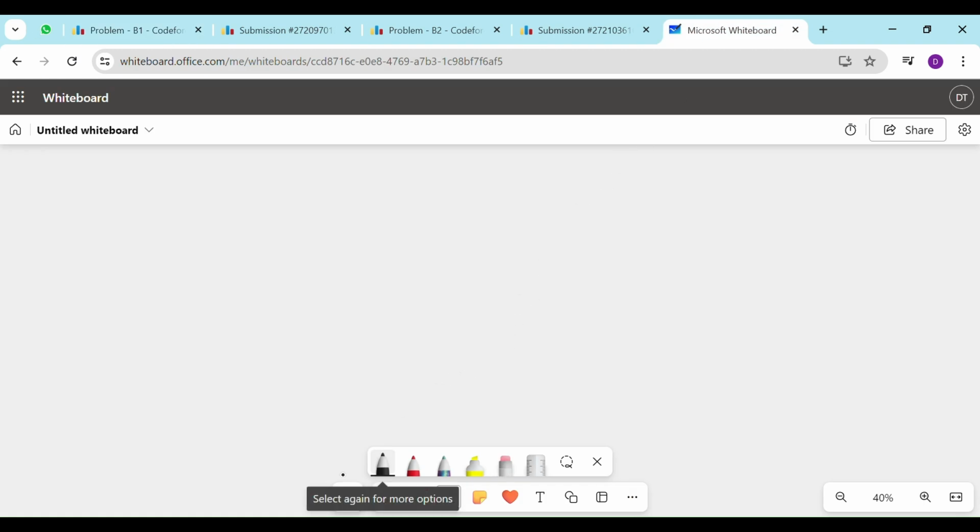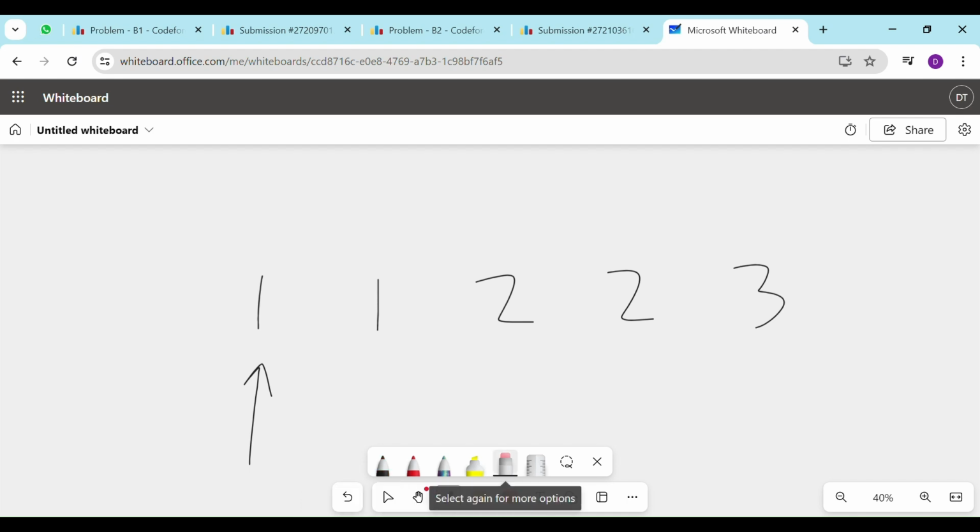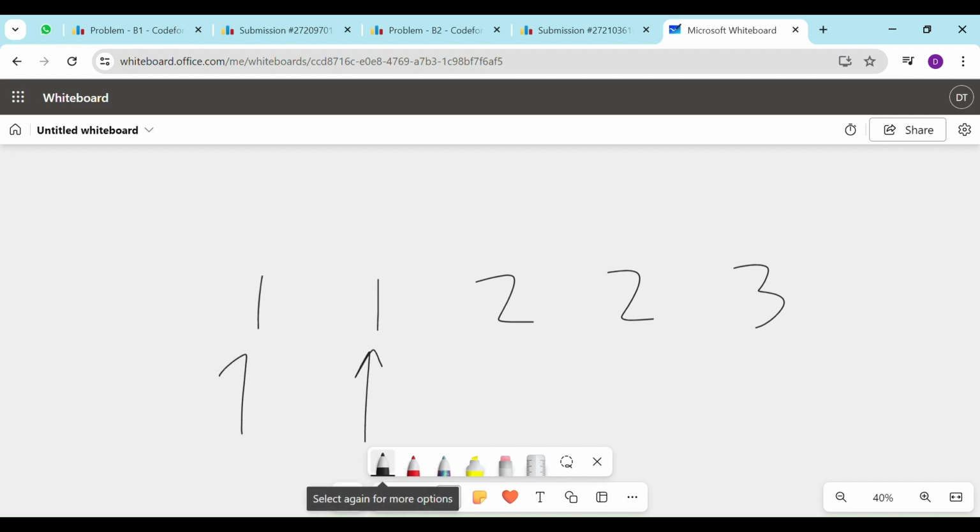Let's write down the array 1 1 2 2 3. Our first endpoint is 1. 1 is a suitable answer, so that is added to our answer. Now our endpoint is this, our start point is still this. The sum is less than m and the difference is still not more than 1. Hence, this is also a suitable answer. So the answer is now 2.